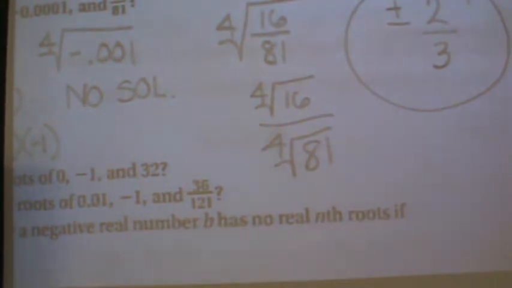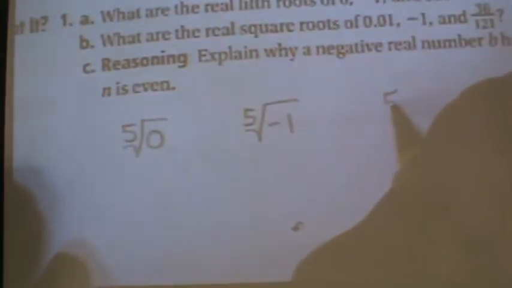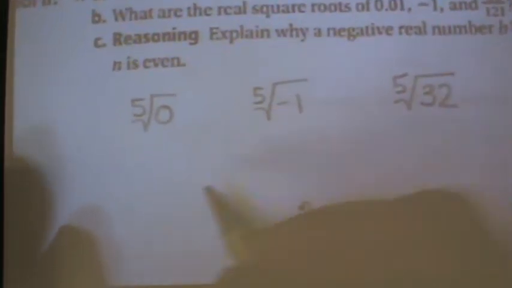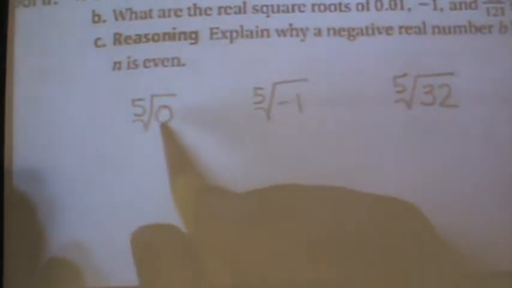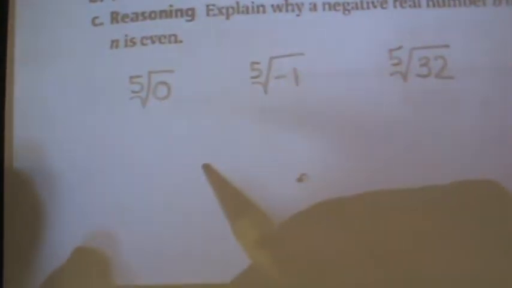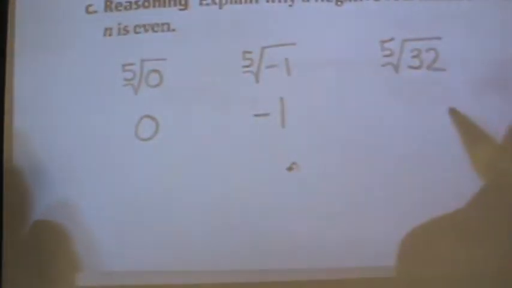Okay, I want you to try Got It 1A. It says in a sentence, what are the real fifth roots? So I want the fifth root of 0, the fifth root of -1, and the fifth root of 32. I'm looking for 5 numbers that are the same that multiply to give me that radicand. Can anyone tell me one of these answers? First one, 0, yep. Next one's -1. Middle one, 2, yep.